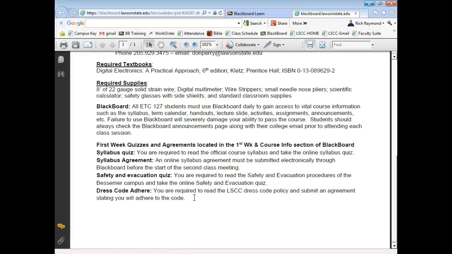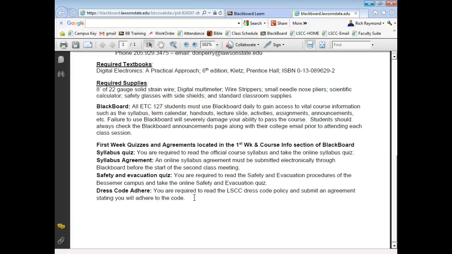Safety glasses with side shields. Anytime you're working in lab, since we're working with wires, and the wires have pretty sharp points on them, if something happened, you got this into your eye, you'd be in trouble. We're stripping wires and stuff like that. So anytime we're in lab, we'll be wearing safety glasses. That's the only requirement for the class. And then just standard classroom supplies.